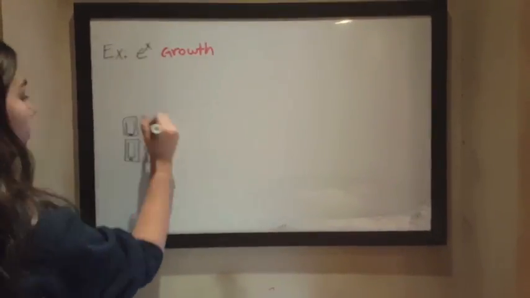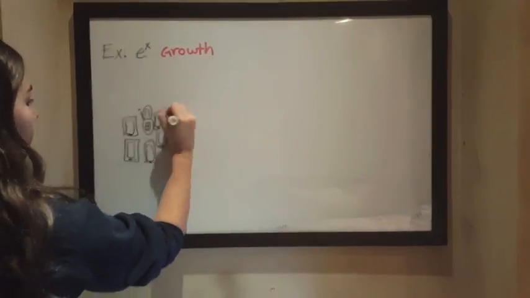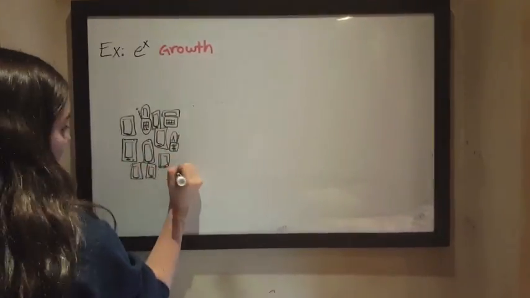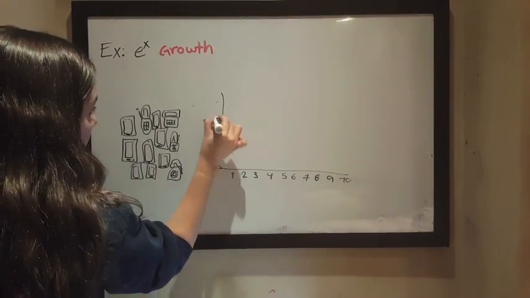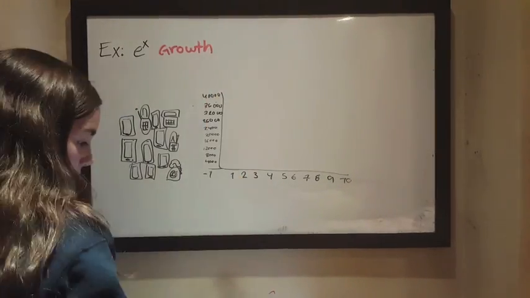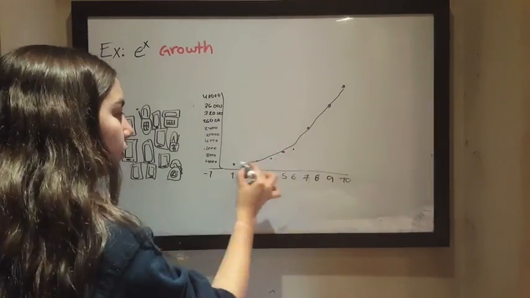An example of exponential growth is the increase in cell phone subscribers per year. So if the x-axis represents the years and the y-axis the number of cell phone subscribers, the graph will grow due to the rapid increase of people buying cell phones.